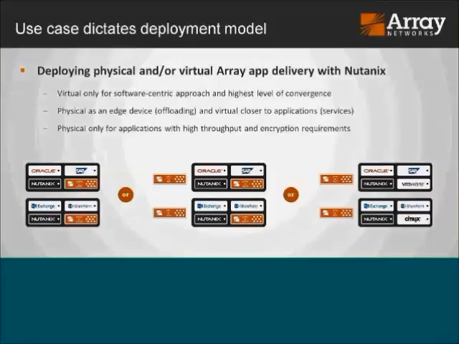But then you can also deploy some software versions of Array on Nutanix closer to the applications, where the knobs can be turned to provide specific configurations that are designed to optimize those particular applications. So using a physical appliance for edge work, heavy lifting, and then using software closer to the apps to really get them to behave the way you'd like them to. So again, virtual only for a software-centric approach and highest levels of convergence. Physical as an edge device, offloading, and virtual closer to the apps. And physical only for applications with high throughput and encryption requirements.